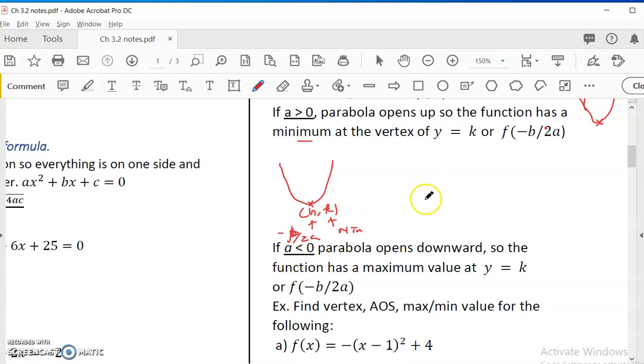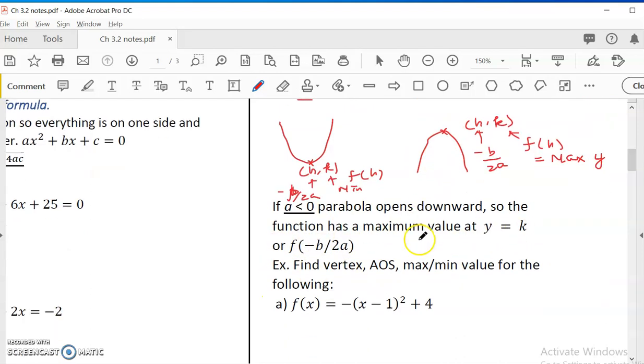When a is negative, it is a reflection of the parent function of x squared. You still have (h, k) here, but you reflect over the x-axis, so it becomes like this. Again, it is negative b over 2a, and k is also f of h. So this is the same, f of h. But here, k is equal to the maximum y, the highest of all the y values. So y equal to k, or f of negative b over 2a.